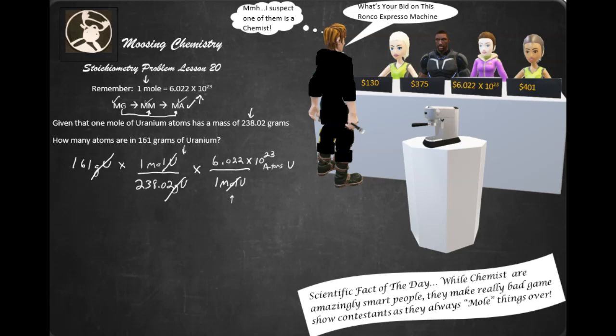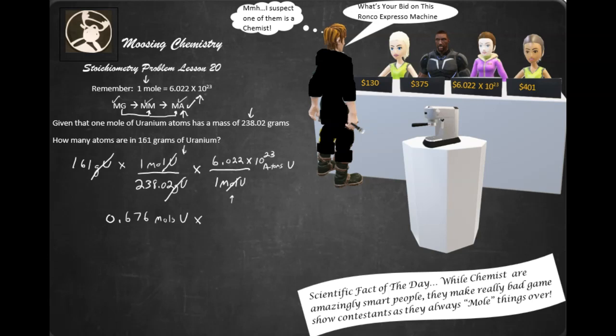So let's go ahead and do the math. So 161 divided by 238.02. When we do that, that's going to give us 0.676 moles of uranium, okay? But we don't want moles of uranium, we want atoms of uranium.